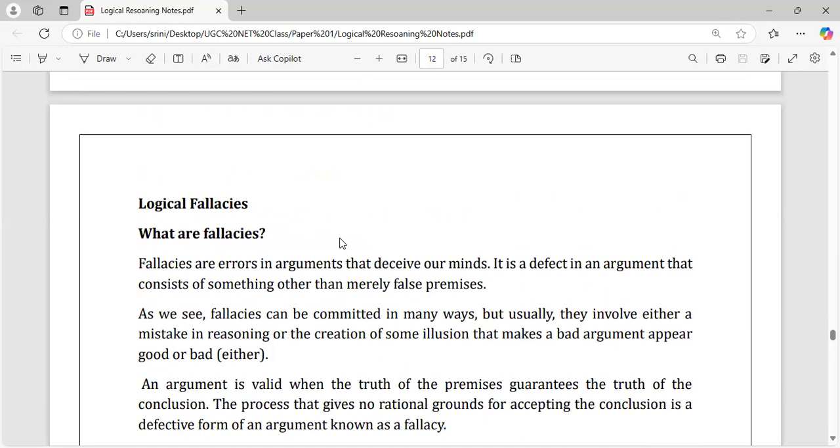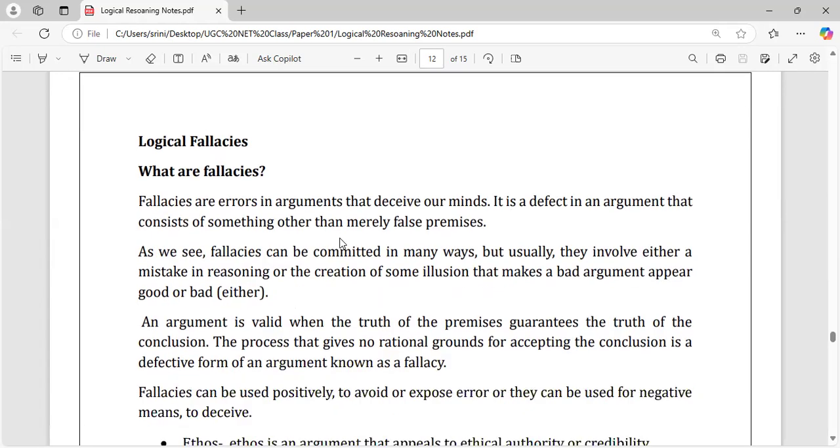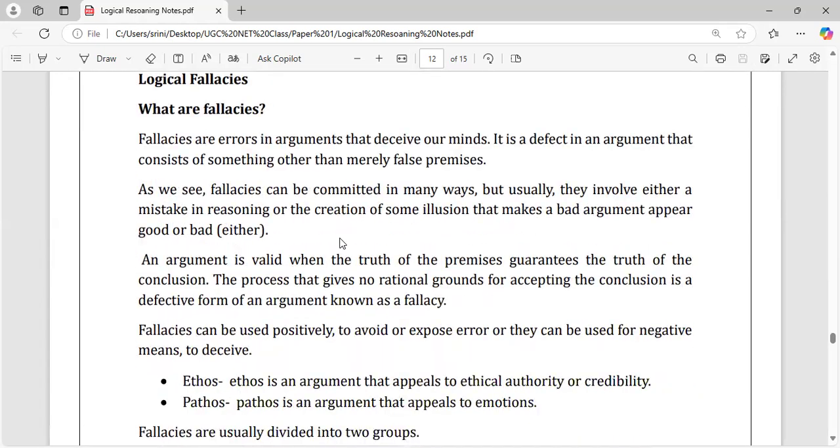We have seen this in Indian logic, but we didn't see it in inductive and deductive reasoning. Then, logical fallacies, an important topic. Fallacies are errors in arguments that deceive our minds. A fallacy is a defect in an argument that consists of something other than merely false premises. Fallacies can be committed in many ways, but usually they involve either a mistake in reasoning or the creation of some illusion that makes a bad argument appear good.